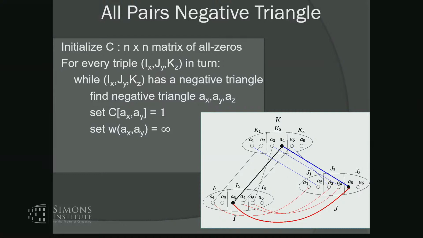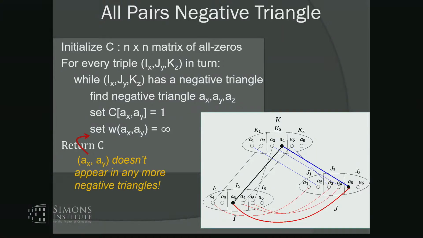Okay, so this is the algorithm, and then at the end we return this matrix C. And again, the reason that we're setting it to infinity is so that we just keep on running the negative triangle algorithm until it returns no, in which case we can stop. And we do that separately for each one of these triples.